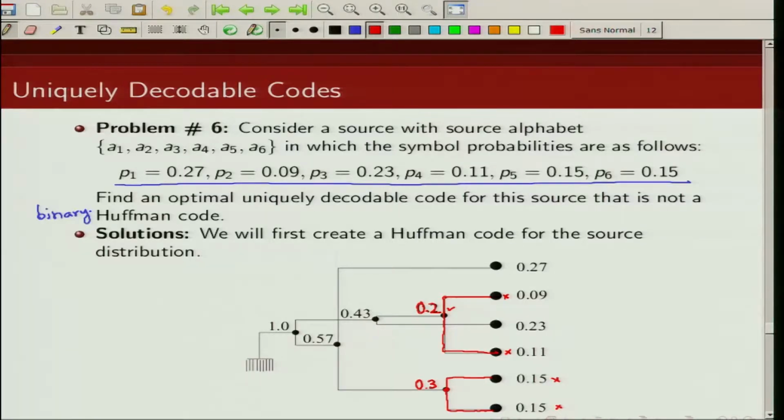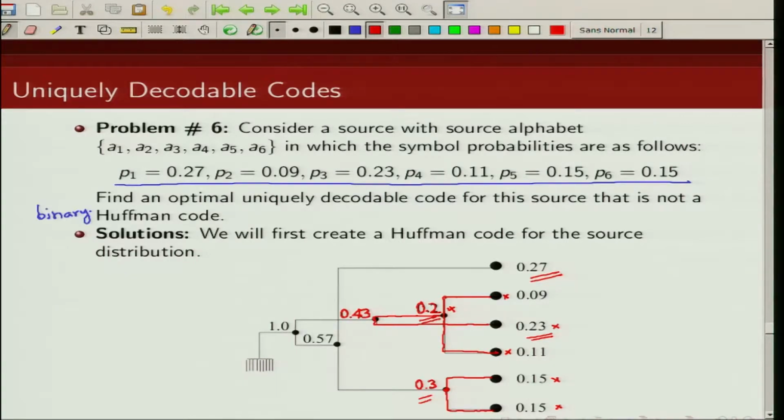Next I have this as 0.3, this as 0.23, this one as 0.2 and this one as 0.27. So the two least likely active nodes are this one with probability 0.2 and this one with probability 0.23. So I deactivate these nodes. Now I have this node with probability 0.43.